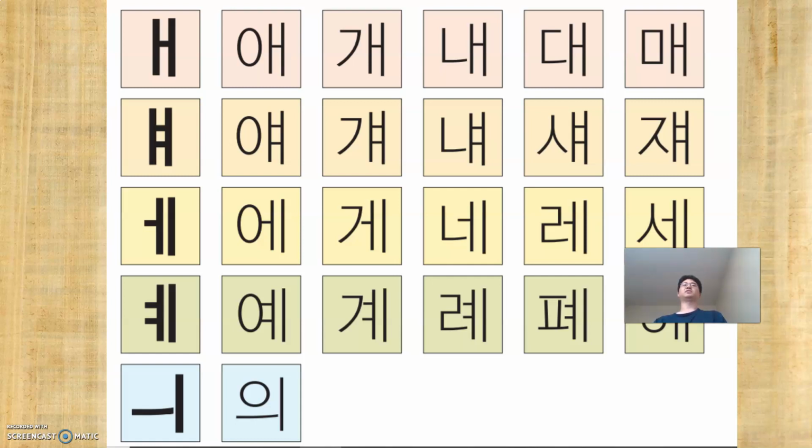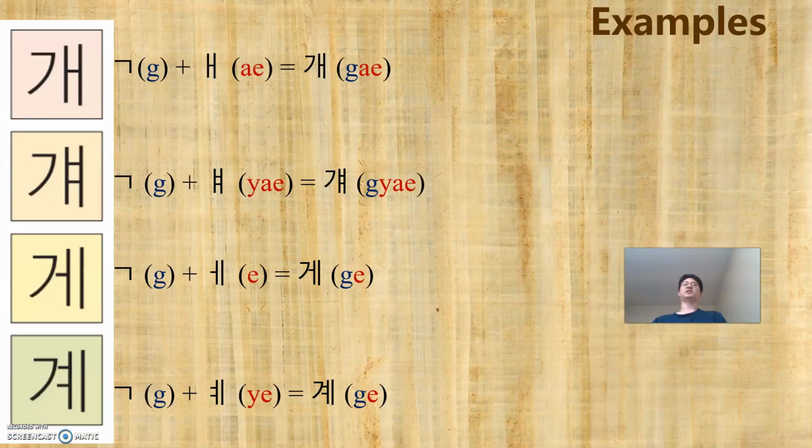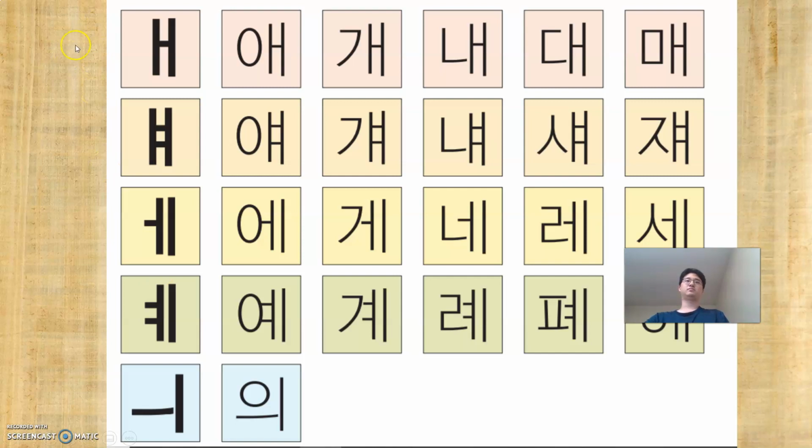So up there we have ke, ne, de, me. Oops. So the top one should be ke, ne, te, me, and there's ye, ke, ne, she, che, and there's ke, ne, re, se, and ye, ke, re, pe, he, and you just have to memorize these for now.